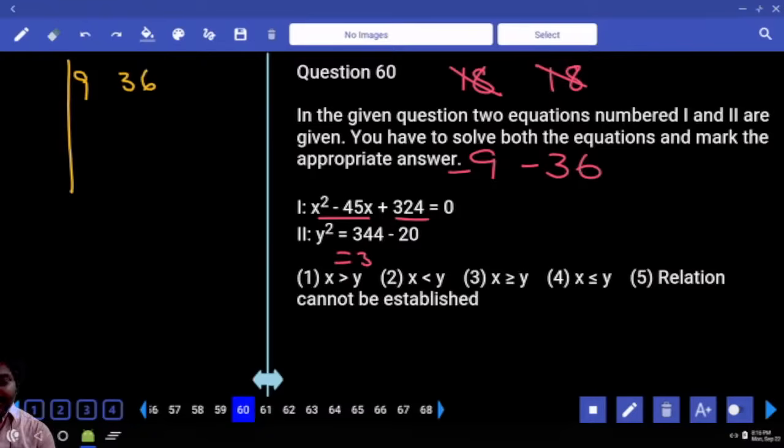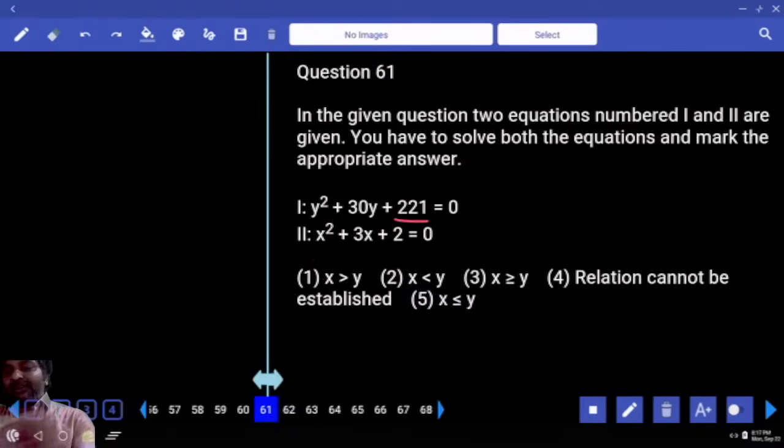Y square value is equal to 324. Y is equal to plus or minus. Even if you take plus 18, you are actually done with the answer. 18 lies in between 9 and 36. Relation cannot be established. You don't have to even write the other number. Is it clear? Next.